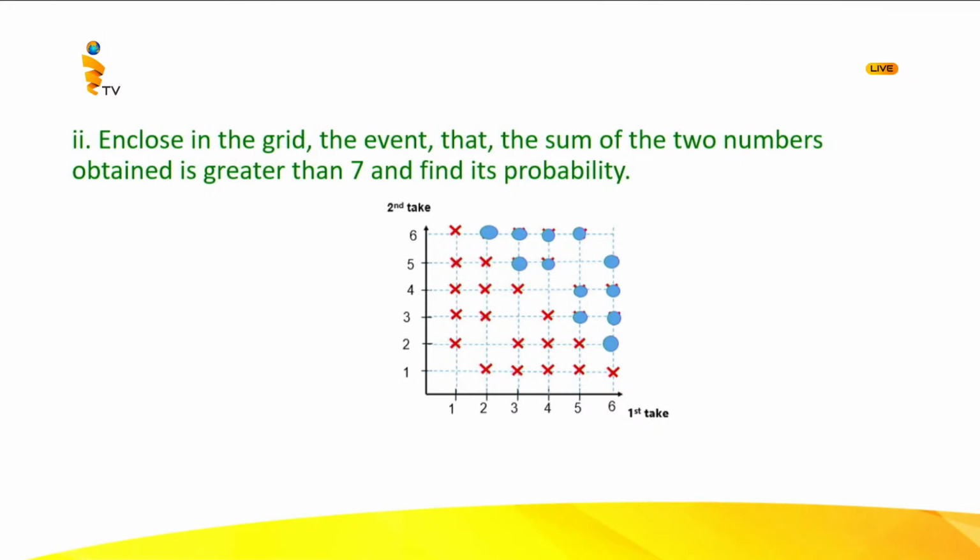So these are the outcomes of this event. If I name this event as A, you have to find P(A). It is equal to n(A) over n(S). n(A) means the number of elements in this event. It is equal to 12. There are 12 circles. And n(S) is 30 because there are 30 crosses in this grid. Therefore, the final answer will be 2 over 5. The probability of getting the sum of these two balls greater than 7 is 2 over 5.